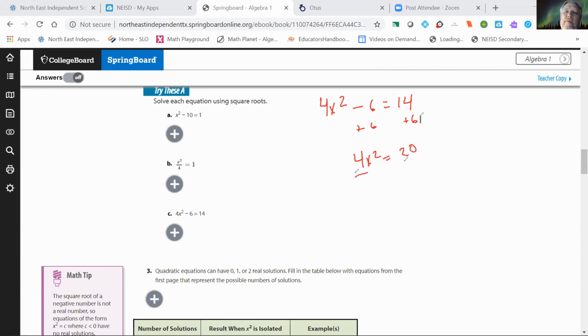And then I'm going to divide both sides by 4. x squared is equal to 5. And then we take the square root of both sides. x is equal to the square root of 5, or x is equal to negative the square root of 5. Number 3.